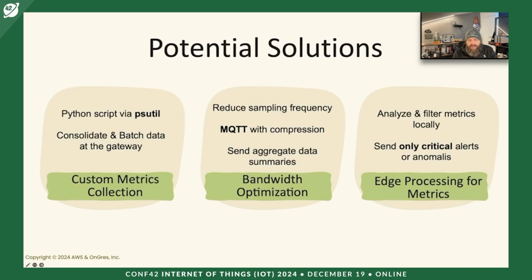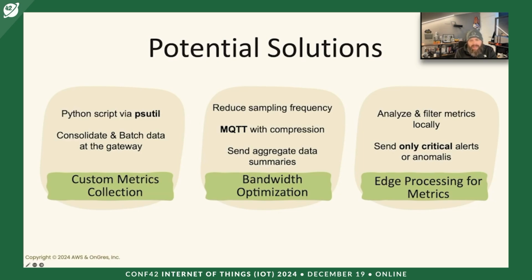We looked at defining our own custom metric collection. We could use a lightweight Python script to collect just essential metrics, CPU, memory, disk, and network, using the psutil tool. We can consolidate and batch data at the gateway node, one of the servers that we were using, and compress the whole payloads before sending that to the cloud.